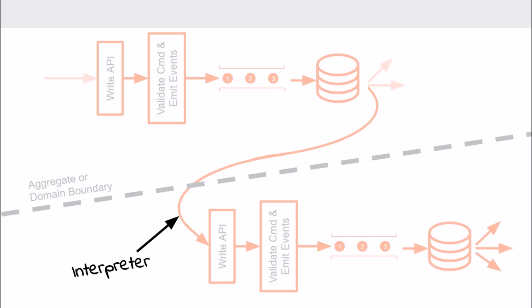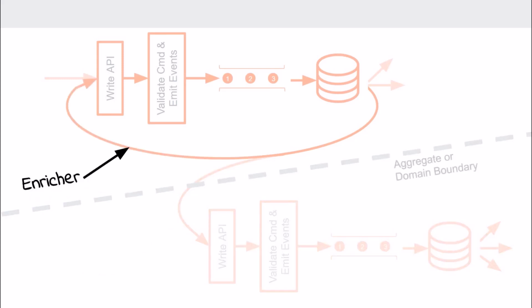Interpreters are a way of listening to events on other domains and taking action in auxiliary domains. Similarly, you can also use an interpreter to call your own write API, again, enriching events. For example, maybe there was a login event with a user ID in it that could be enriched with data about the username or location. Or perhaps there's a purchase event which could be enriched with analytics. Enrichers are a way of doing in-stream processing.